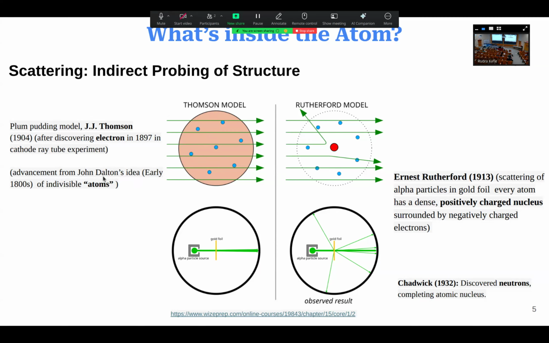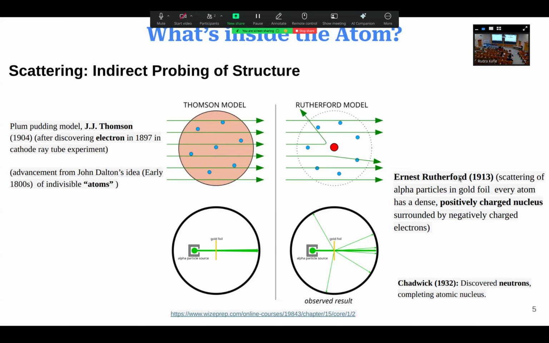So after John Dalton's idea of indivisible atoms, J.J. Thomson discovered electrons, and he proposed this plum pudding model that I'll not describe in detail, right? So what are atoms? These are seas of electrons in a nuclear environment. That's what he observed when he tried to perform low energy experiments, right?